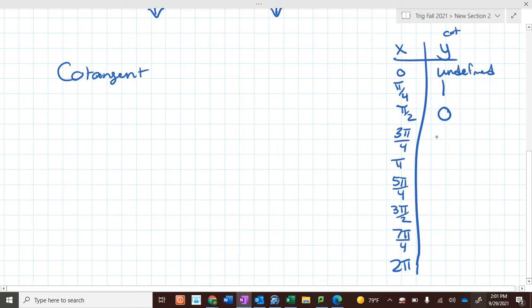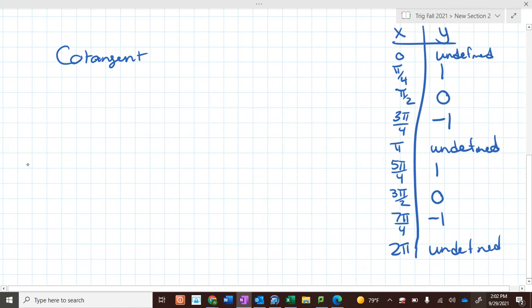3 pi over 4. Negative 1. Pi. Undefined. 5 pi over 4. 1. And then 0. And then negative 1. And then undefined. See how it follows a pattern there? Undefined, 1, 0, negative 1. Undefined, 1, 0, negative 1. Tangent's very similar.